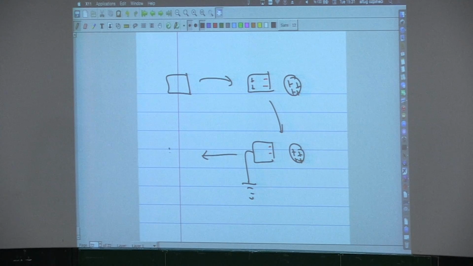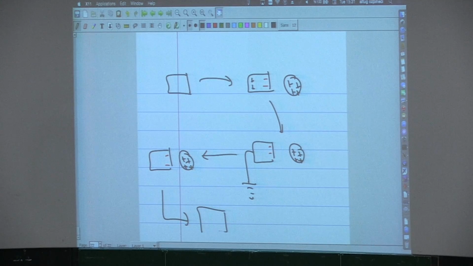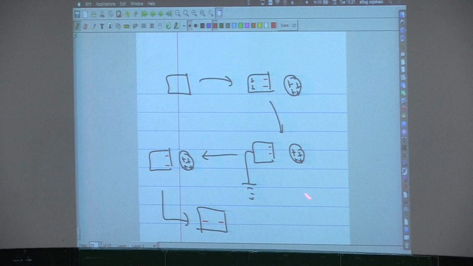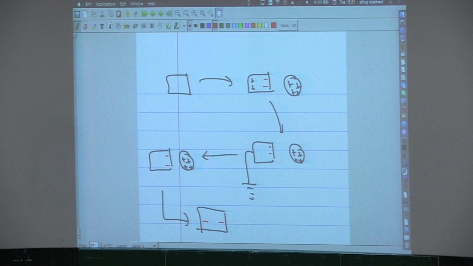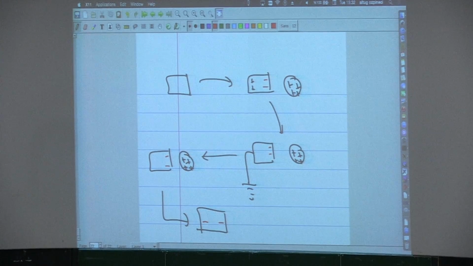Then you just remove the ground. It is still negatively charged. Now, if you remove the sphere, you have a negatively charged conductor. Initially, your conductor didn't have any charge. Now it has some net charge through this process. So you have charged your conductor. Now, any questions?